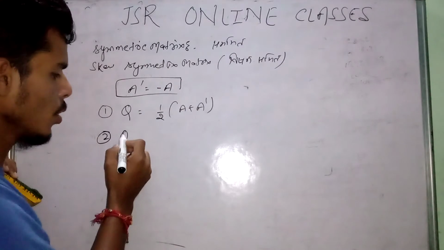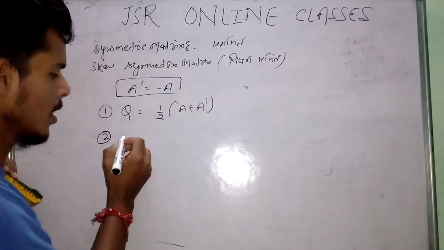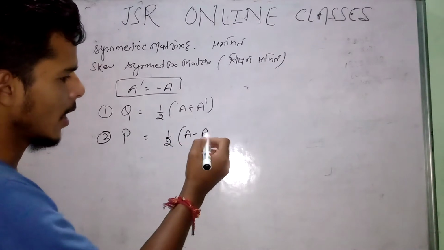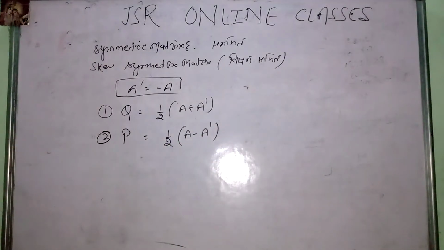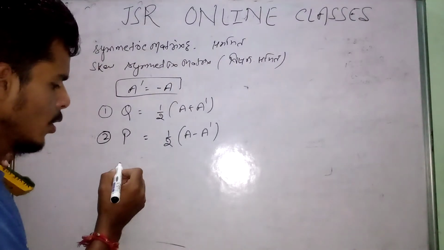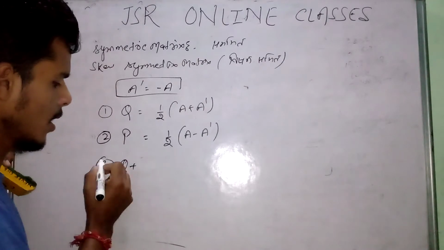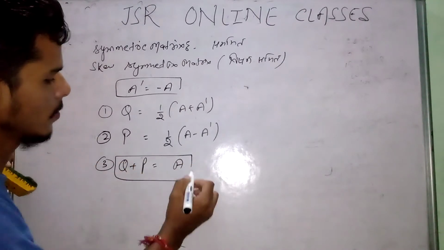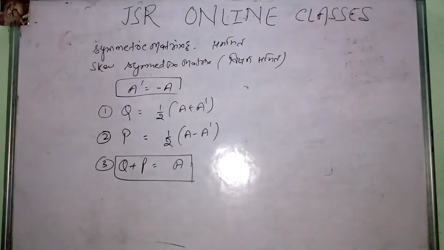And another, consider P is equal to 1 by 2 of A minus A dash. And in the last you will add Q. Third step is that in the last Q plus P would be equal to A. This is the full process. Okay, you got it? So I am taking an example, then you will understand it very well.